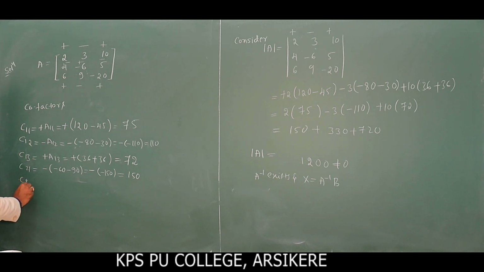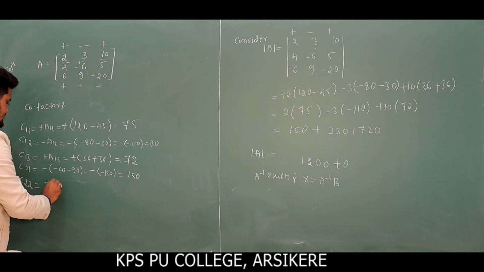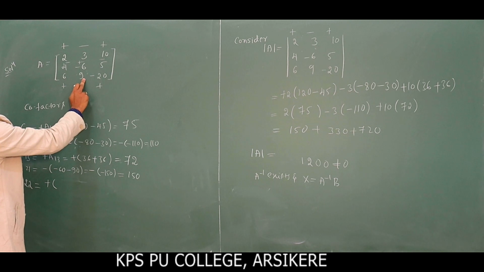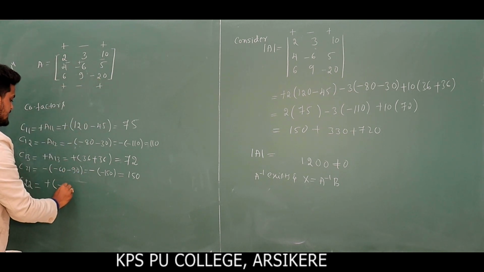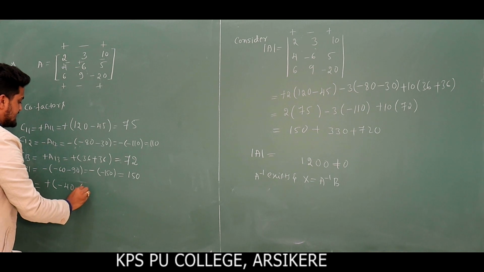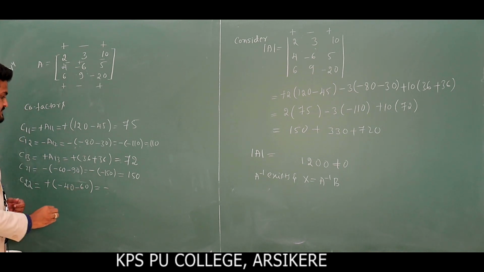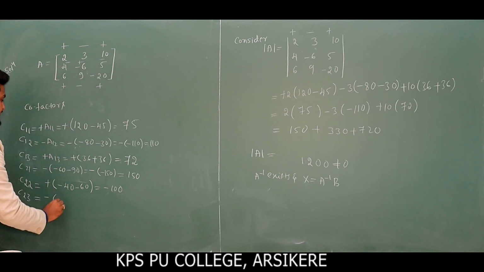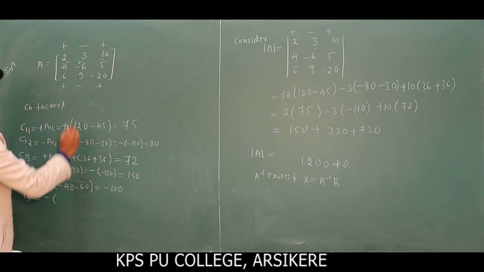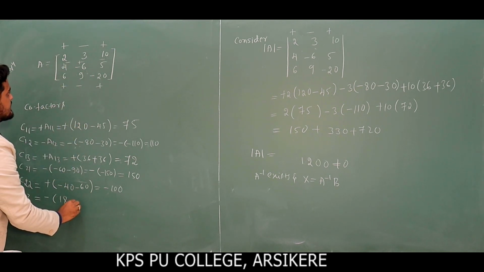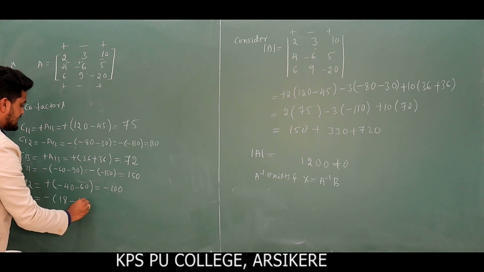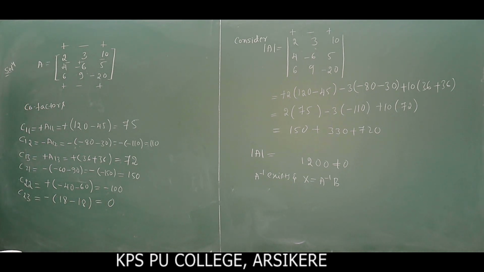Next C22. See the sign, plus, eliminating the second row and second column. 2 into minus 20 is minus 40, minus 60, which is equal to minus 100. Right? Next C23. The sign is minus, eliminating the second row and third column. 9 2s are 18, minus 6 3s are 18. So 18 minus 18 is equal to 0.